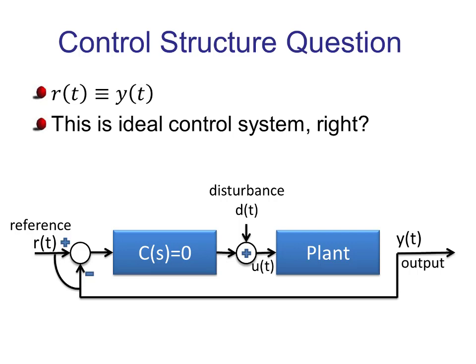So practically speaking, we don't want a system which produces the same output as input. We want a system which is controlled to produce such a response as you want, as we described in the input. This is the actual goal of control, not just to produce y equals r. It's completely different, right? And this is an example of why this is different.